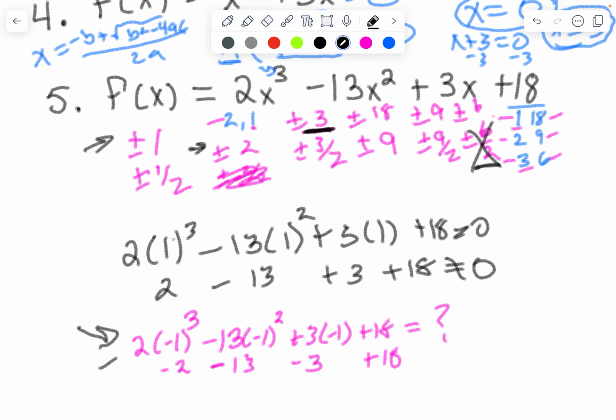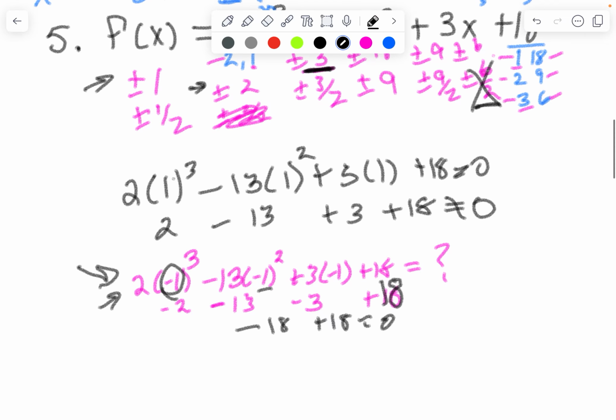Down here below, you plug in a -1 then, and you notice that you've got, that 18 is hard to read, you've got -2 minus 13, because the -1 squared is 1, minus 3 plus 18. Well, all of these add up, and -18 plus 18 does indeed equal 0. So -1 is one of our roots.